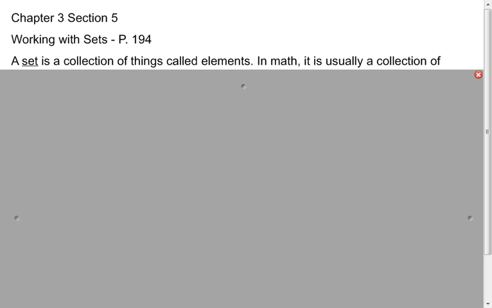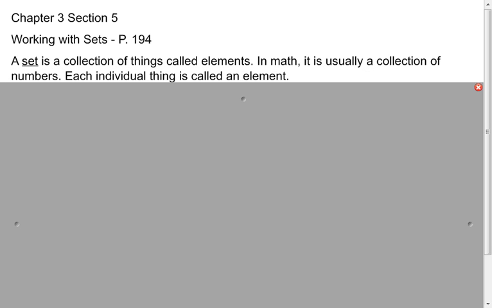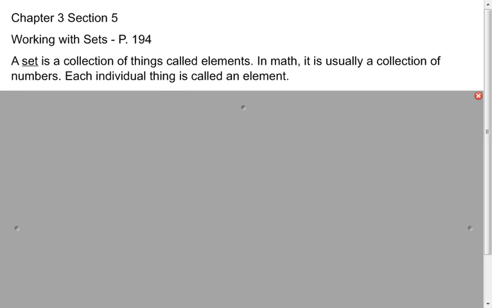We introduced the idea of a set back in Chapter 2. A set is a collection of things, and those things are called elements. In math, those are usually collections of numbers. Each individual thing in a set is called an element. We'll use those in a minute.